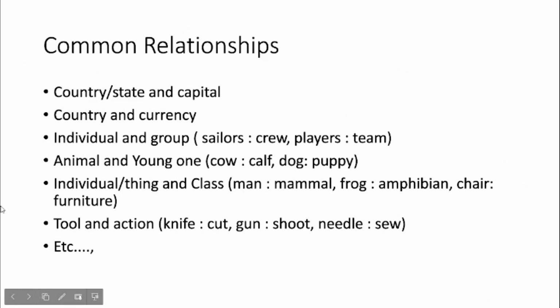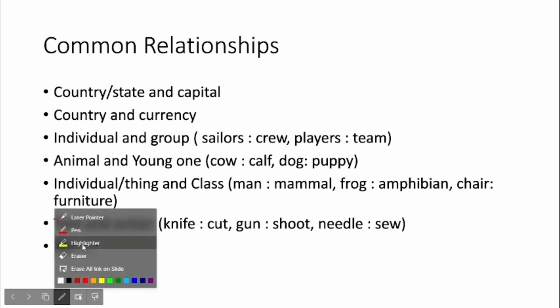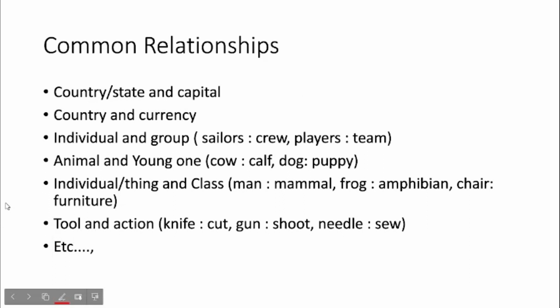These are some common relationships, but they are only examples so that you can understand. Many more relationships can be asked. We need some general knowledge and a good grip on English to easily solve these questions. The question can be about the relationship between a country and its capital.